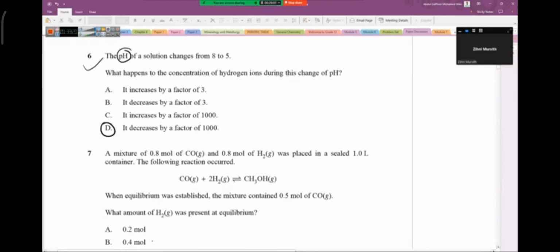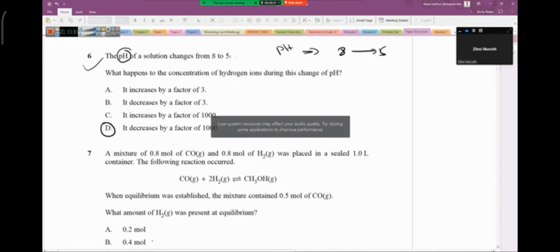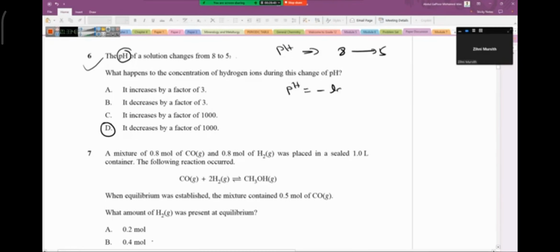Okay, let's see. Now we will try to do it properly, then I will tell you the trick, right? What they are telling is the pH of the solution changes from 8 to 5, right? So what will happen to the H plus concentration? The concentration will change, right? So let's say I am taking this H plus concentration. I can write pH is equal to minus log H plus concentration, right?